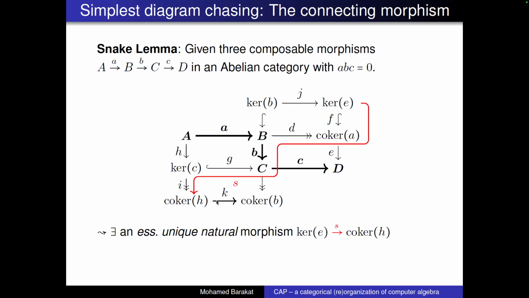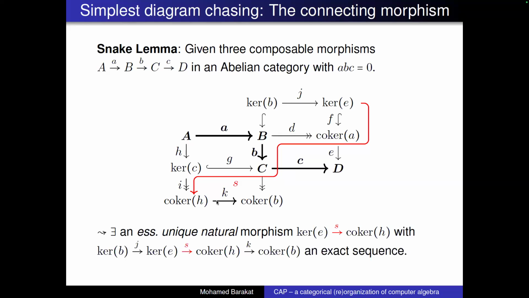And if you express the functoriality of the co-kernel and the functoriality of the kernel, then you would even get a longer, a 4-term exact sequence. Yeah. Okay.